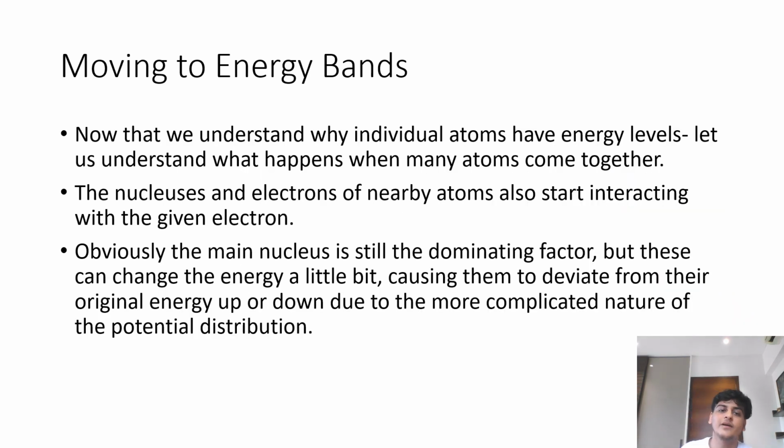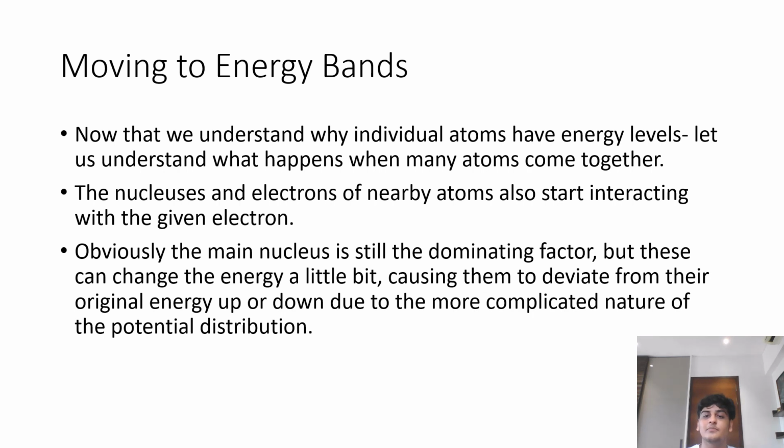Cool. So now that we've understood why individual atoms have energy levels, I want to start moving towards a concept called energy bands. The reason these bands arise is when we start trying to investigate the problem of what happens when many atoms come together. So far we only considered a single atom, meaning a nucleus and an electron bound by this nucleus, how it behaves and what the energy levels are. Now imagine that in even a few grams of any substance, you have of the order of 10 to the power 23 such atoms.